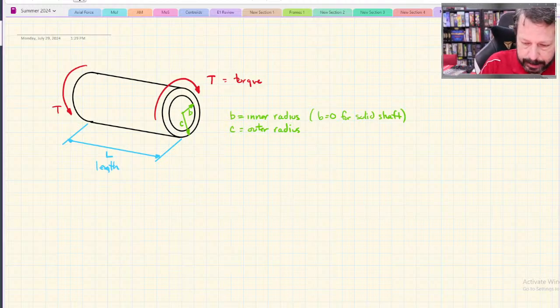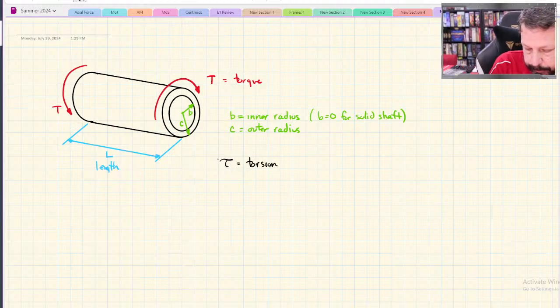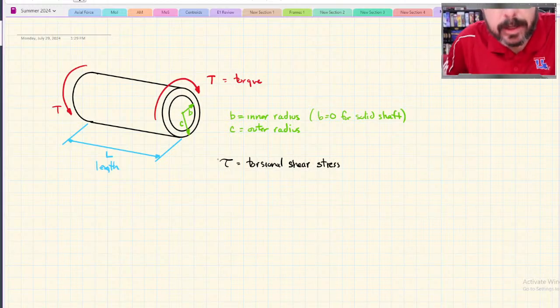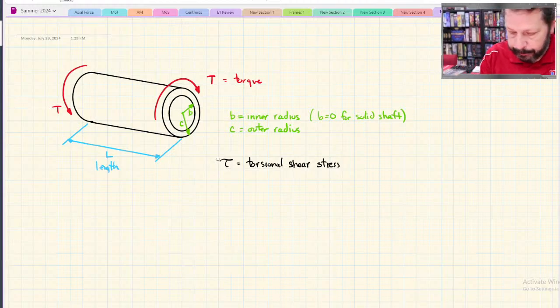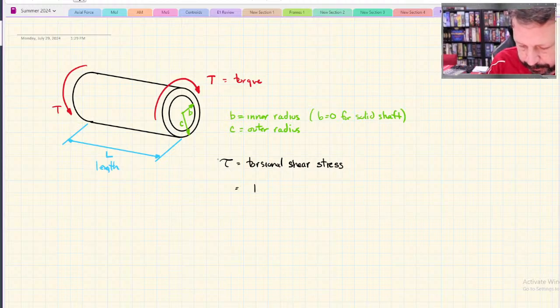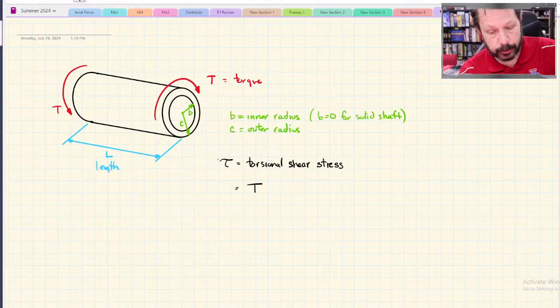If we were to do that, we would end up with a tau, because that's a shear. In this case, it's going to be a torsional shear stress, and torsional because it's coming from a torque. And the equation for this is going to be the torque. So here I've shown an external torque. The red curved arrows, those are external torques.